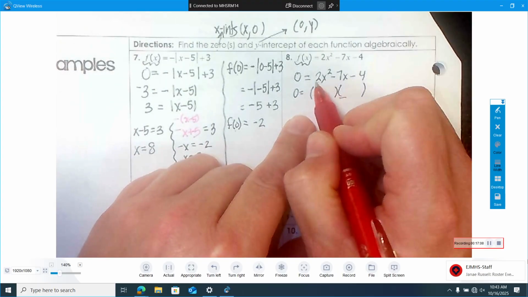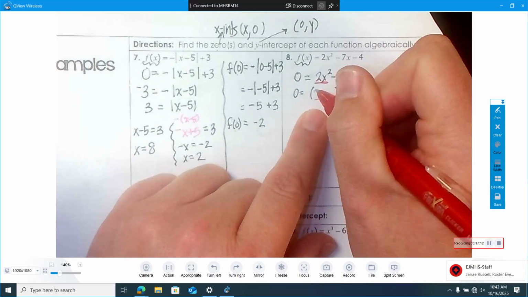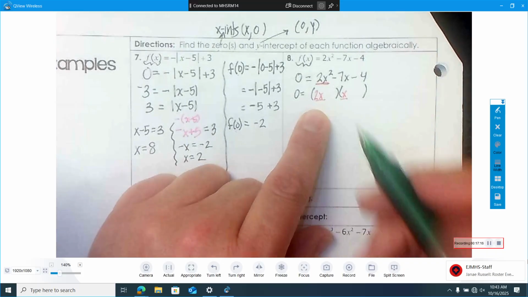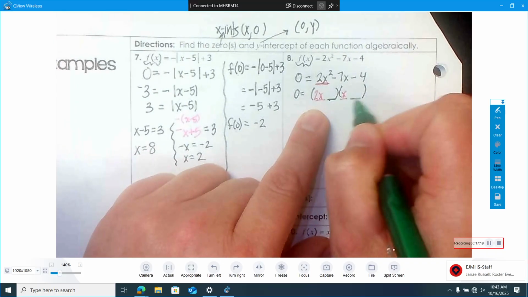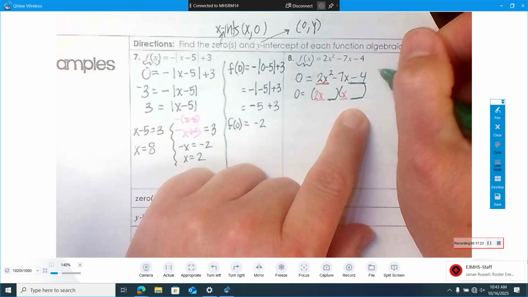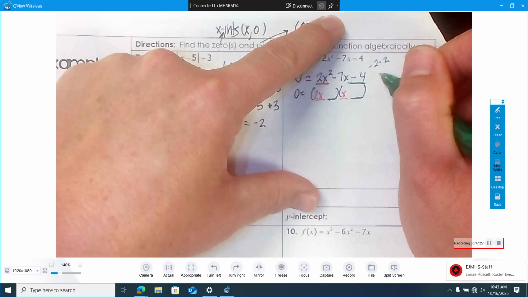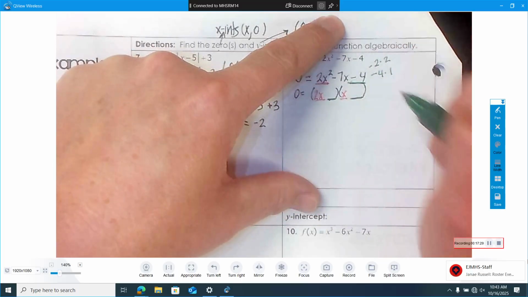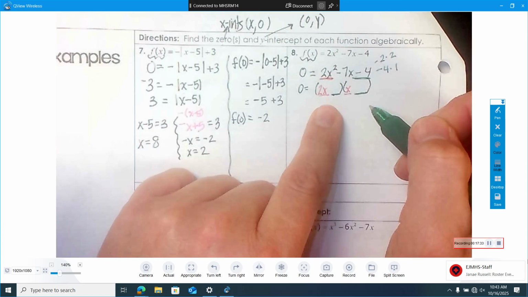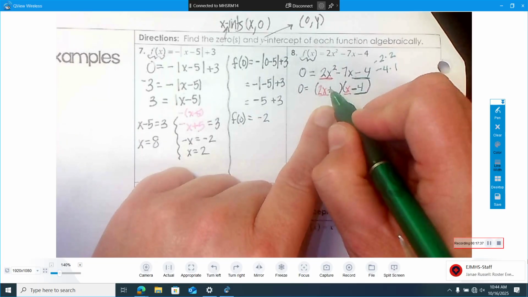First times first has to be the first thing. What times what is 2x squared? 2x times x is 2x squared. And then last times last has to be negative 4. What times what is negative 4? Negative 2 times positive 2, or negative 4 times 1, or negative 1 times 4. Okay. Negative 4 on the outside and positive 1 on the inside.